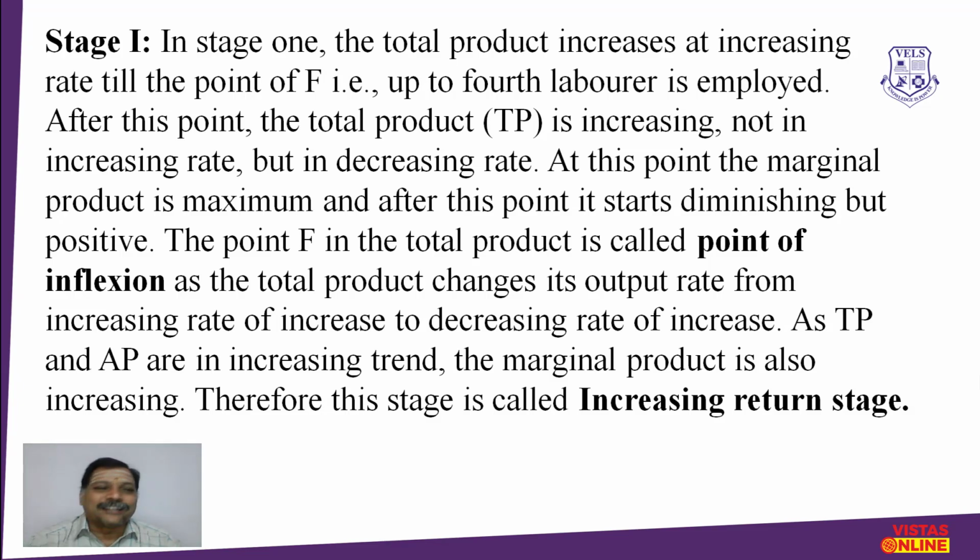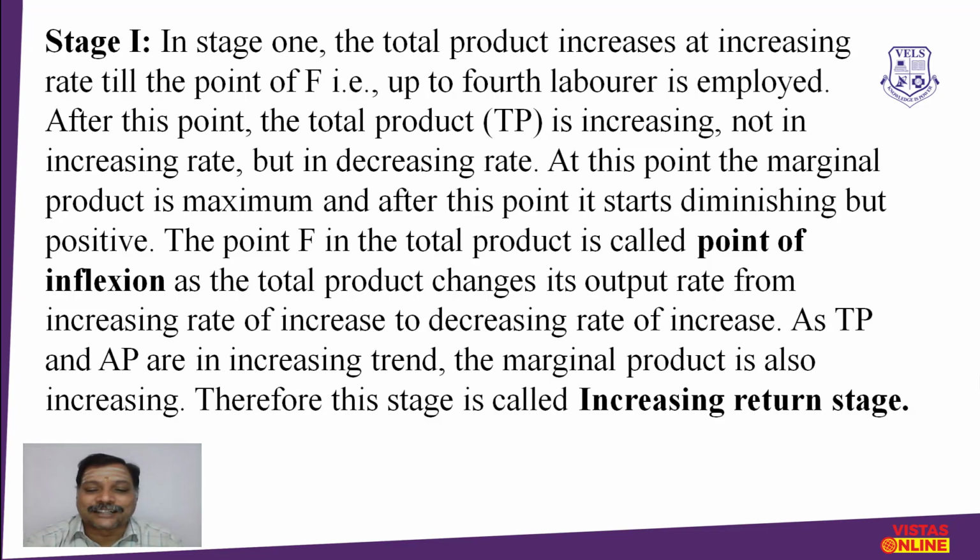After that point, the total product is increasing, but not at an increasing rate, but at a decreasing rate. At this point, the marginal product is maximum, and after that point, it starts diminishing, but it is positive. This point F in the total product is called the point of inflection, as the total product changes from increasing rate of increase to decreasing rate of increase. Total product and average product are in an increasing trend, and the marginal product is also increasing until it reaches the maximum. This stage is called the increasing return stage.